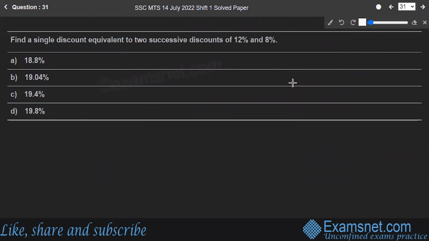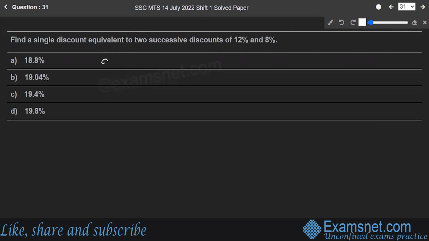Find a single discount equivalent to two successive discounts of 12 and 8%. This is a very interesting question because in most of the entrance exam question papers, you have such questions and there is a particular formula for solving it, which I'll share with you. So keep it handy with you again. Note it down. This is one of the formulas which you will use in multiple questions, because one or two questions are definitely going to come which will be using that formula.